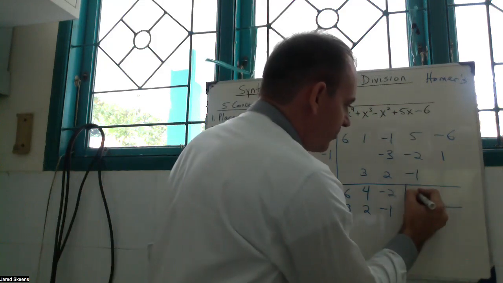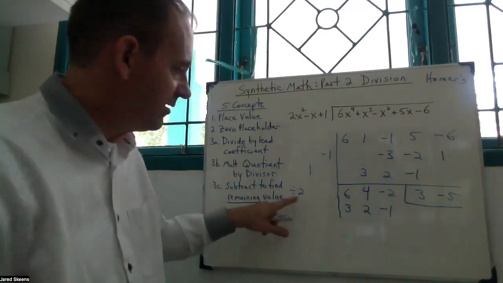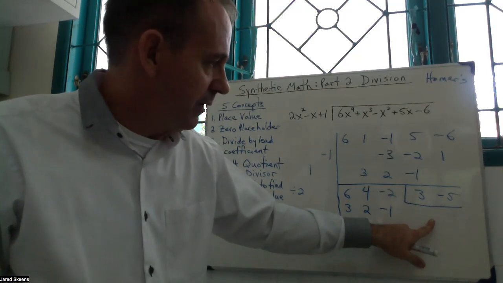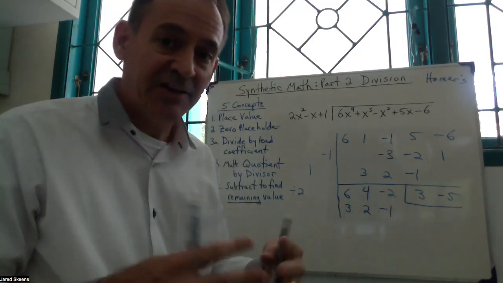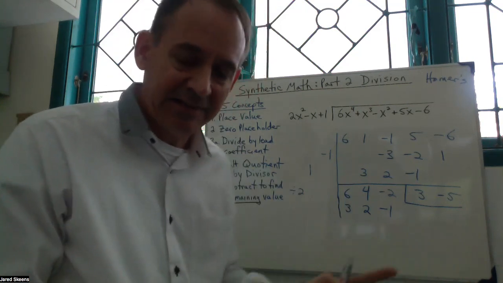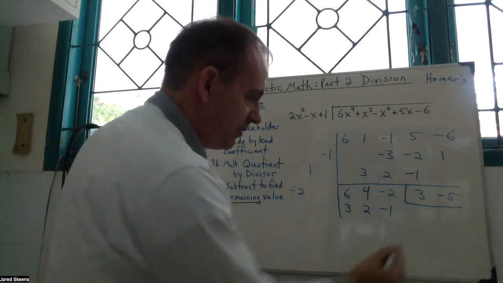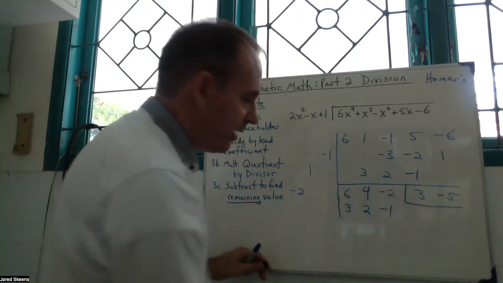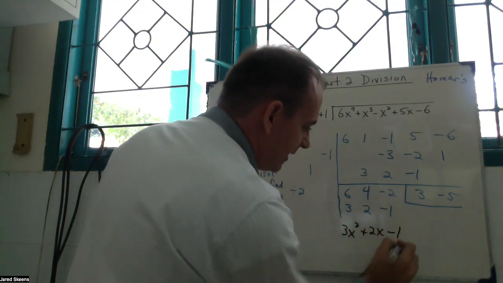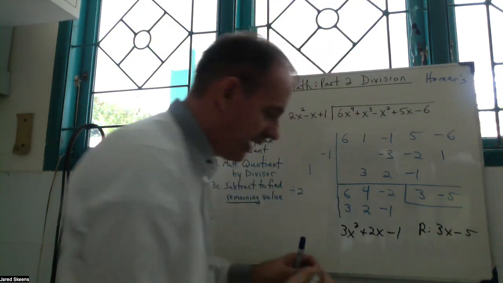Here we get our 3. And here we get our -5. You do not divide by the lead coefficient into your remainder. So remember, your remainder is written as a fraction over the divisor. So you don't keep dividing it. It's at the end of the division process. So here again, you can translate this back into algebra: 3x squared plus 2x minus 1 with a remainder of 3x minus 5.